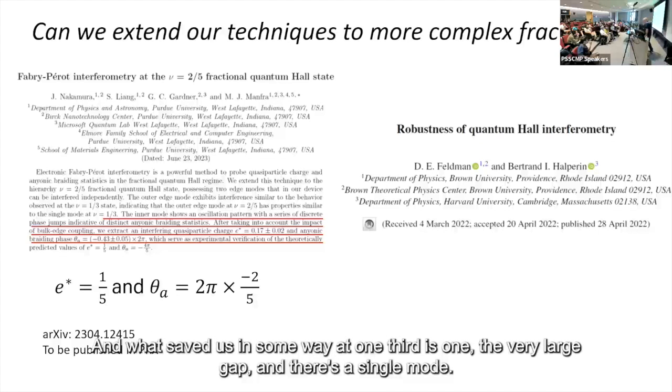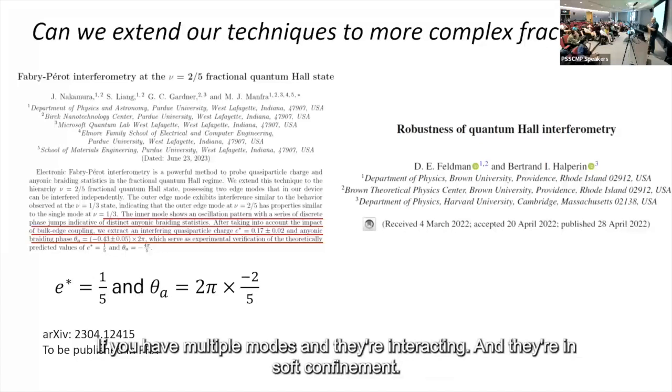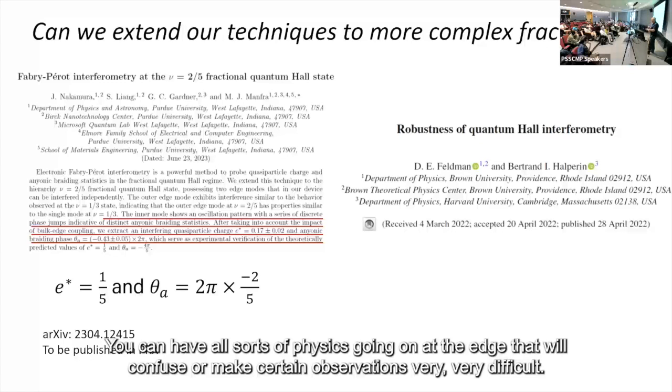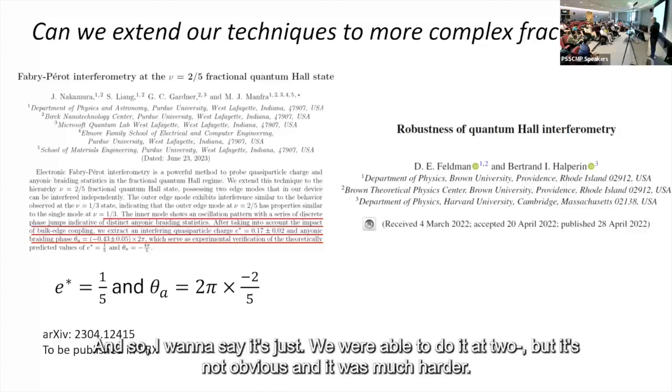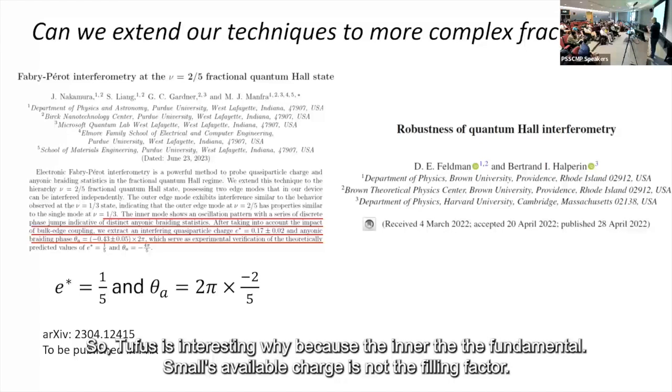And what saved us in some way at 1/3 is, one, the very large gap, and there's a single mode. If you have multiple modes and they're interacting and they're in soft confinement, you can have all sorts of physics going on at the edge that will confuse or make certain observations very, very difficult. And so I want to say it's just that we were able to do it at 2/5, but it's not obvious, and it was much harder. So 2/5 is interesting. Why?